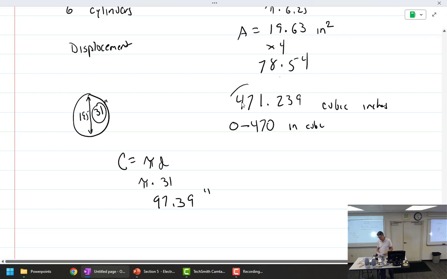inches cubed, right? 97.39, nope. It's not even squared. It was how far does it roll in one revolution? So it's the circumference. So if you have 31-inch tires, in one revolution your car will go forward 31 inches.